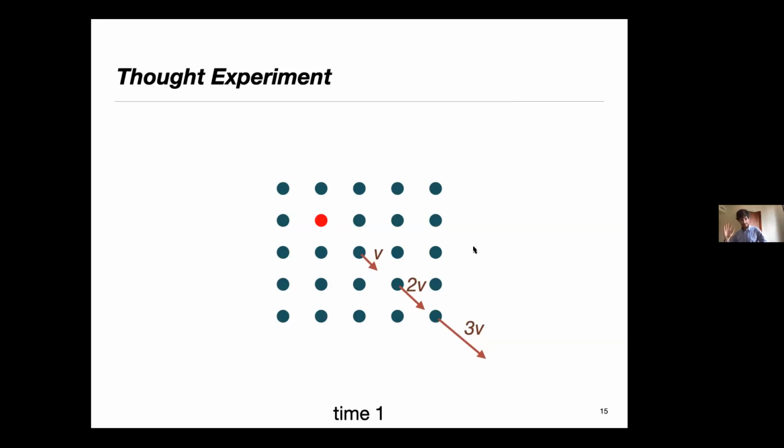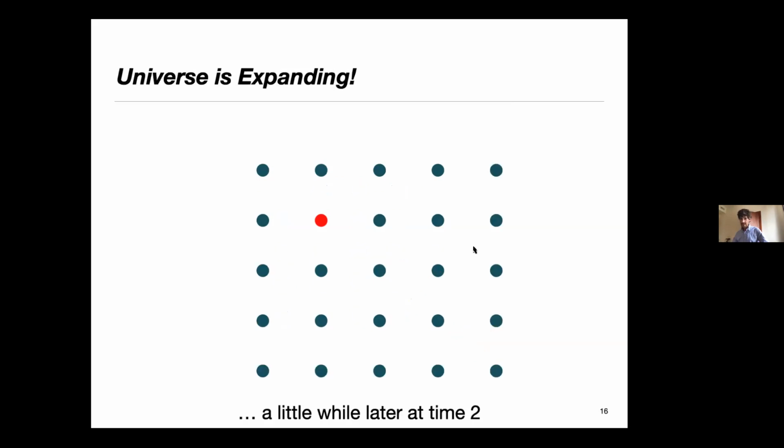So we can just write that down and then play the movie forward, and at a later time, we'll find that things look like this. In other words, everything is expanding apart from itself, basically. So this is direct evidence that the universe is expanding.